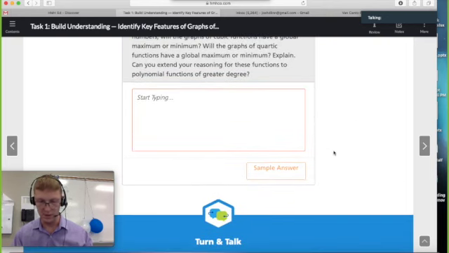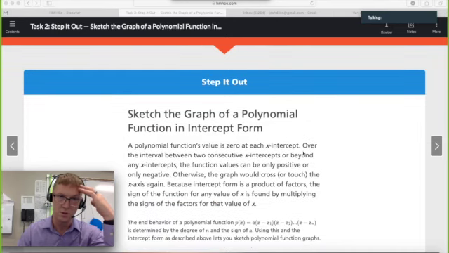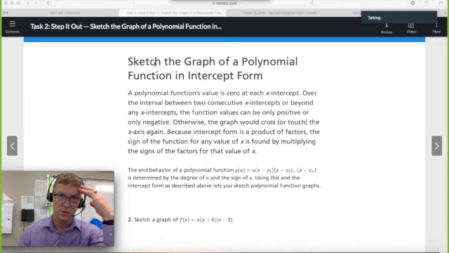All right, so here we go. Our next task is going to be to sketch the graph of a polynomial function. And of course, they're going to be in intercept form. So a polynomial function's value is 0 at each x-intercept. Over the interval between two consecutive x-intercepts or beyond any x-intercepts, the function values can be only positive or only negative. Otherwise, the graph would cross or touch the x-axis again.